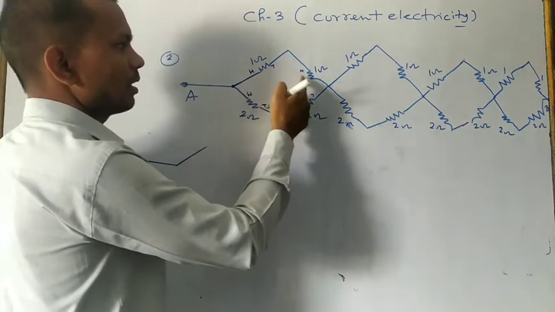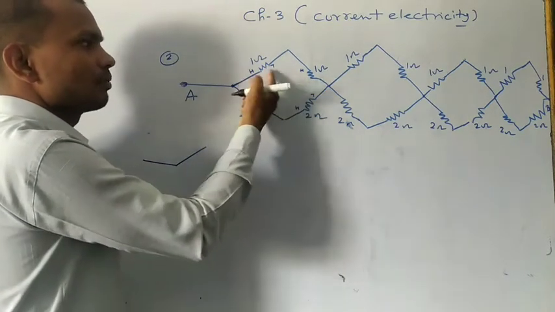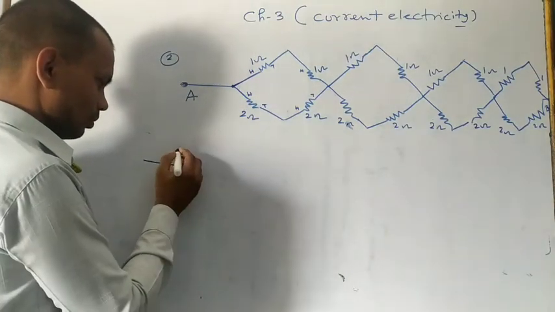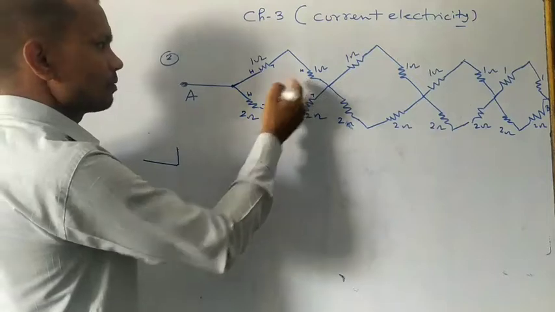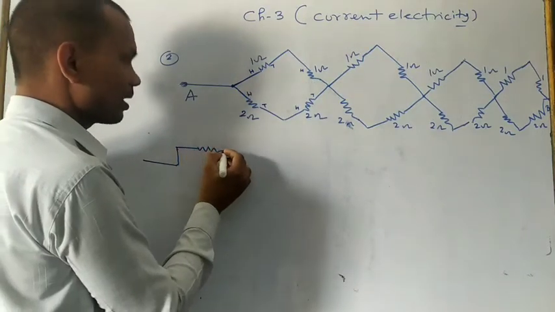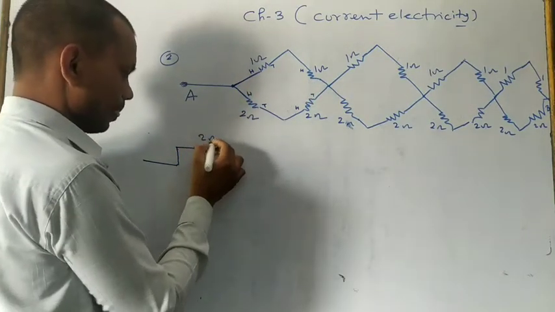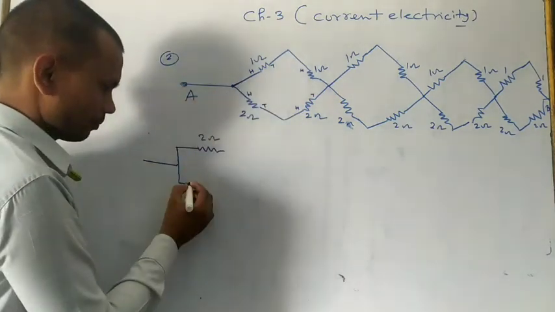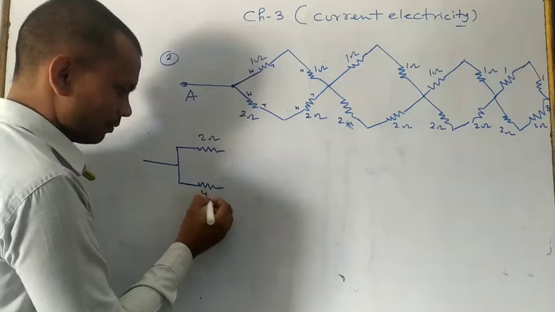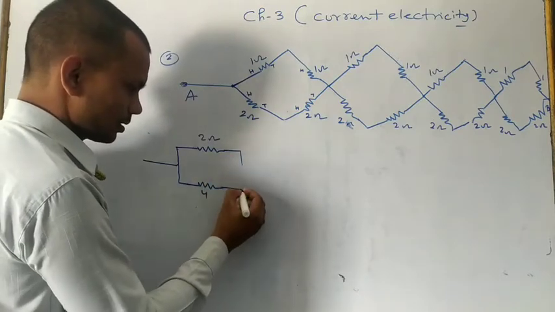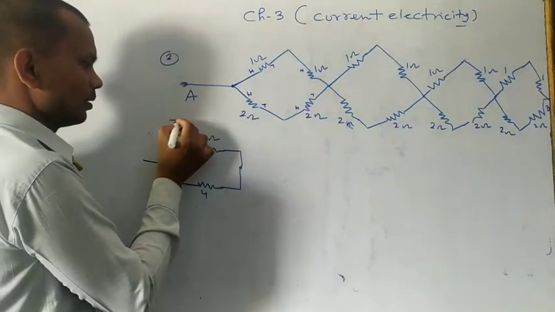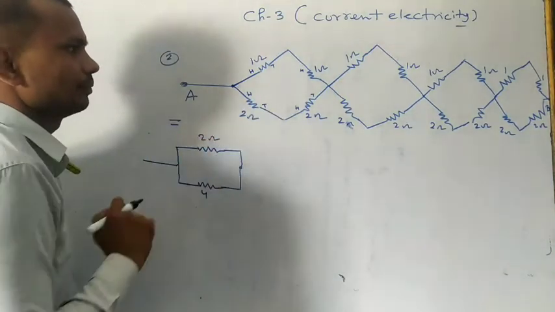Here 1 and 1 in series we are going to add, so what will we get? This is 2 ohm, 1 plus 1. And in the downside, this is 2 and 2, which means 4 ohm. Now this is reduced in the form of this one, or this is the equivalent of this one.